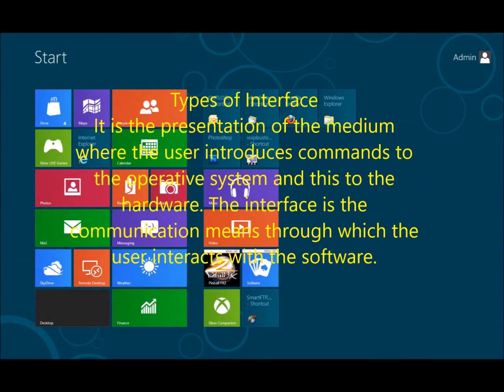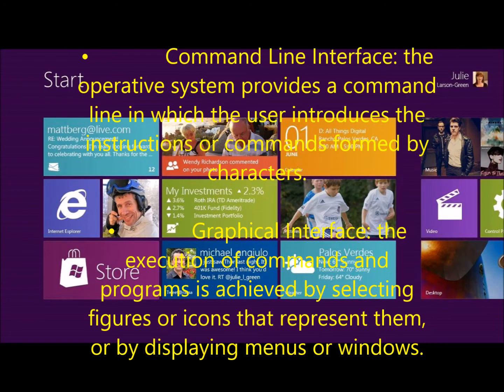Types of interface. It is the presentation of the medium where the user introduces orders or commands to the operating system and this to the hardware. Command line interface. In this type of interface, the operating system provides a command line in which the user introduces the instructions or commands formed by characters. Graphical interface. In this interface, the execution of commands and programs is achieved by selecting figures or icons that represent them or by displaying menus or windows.